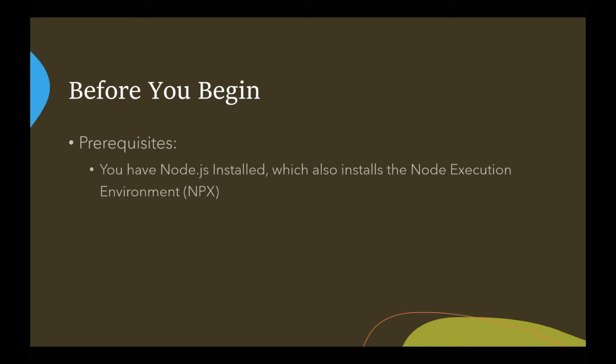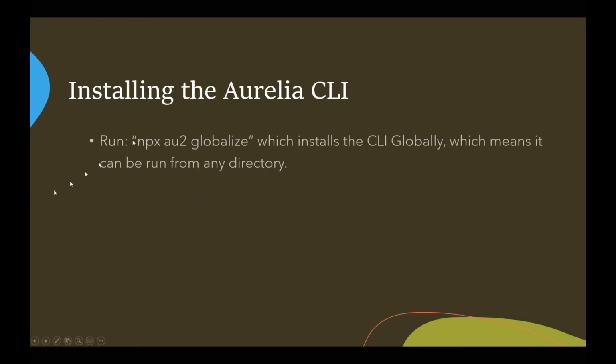All right, so of course you need to have Node.js installed, which also installs the Node execution environment npx, which we're going to use here shortly. So it's pretty easy to install. You just run npx au2 globalize. And the globalize command installs the CLI globally, which means it can be run from any directory. And also it means you can run it without saying npx each time. So that's just a little convenience, but it is in fact running inside the node execution environment.